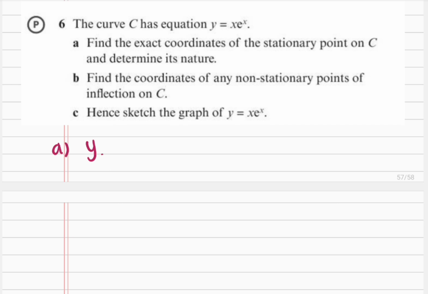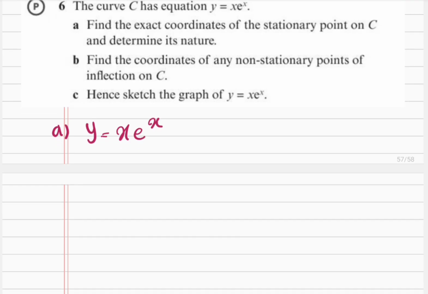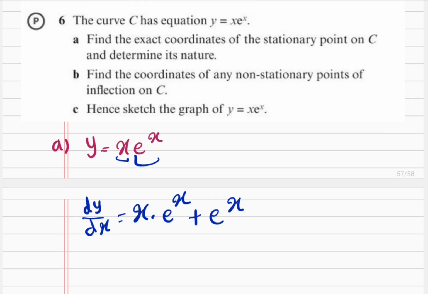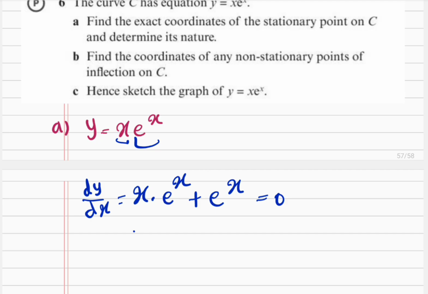So we have y is equal to x times e to the x, and in order to find a stationary point, we first need to find the first derivative. So dy/dx is equal to, we use the product rule because we have x and e to the x. So the first function times the derivative of the second function, e to the x just differentiates to e to the x, plus the first function differentiated, which is 1, times e to the x, which is going to be e to the x. And in order to find a stationary point, we set this equal to 0, the first derivative, and solve this equation.